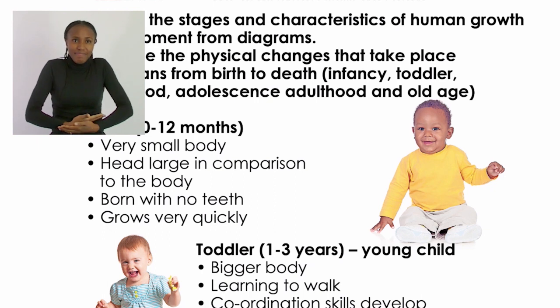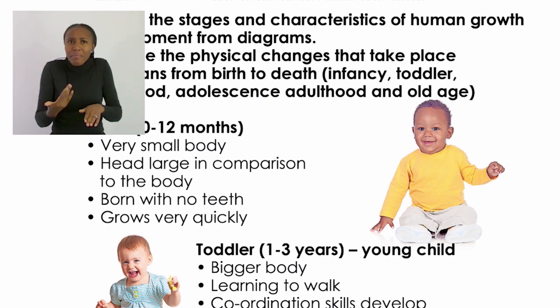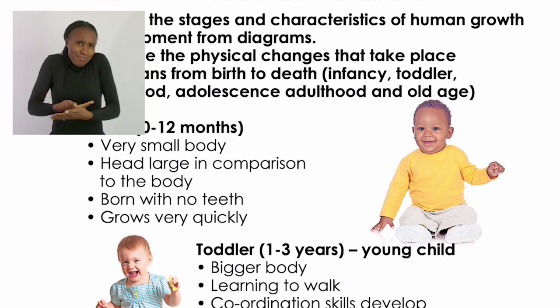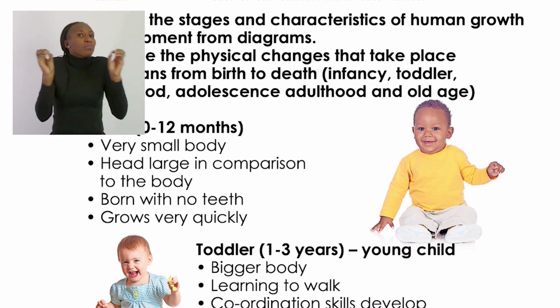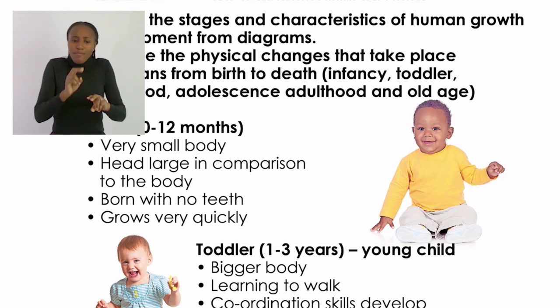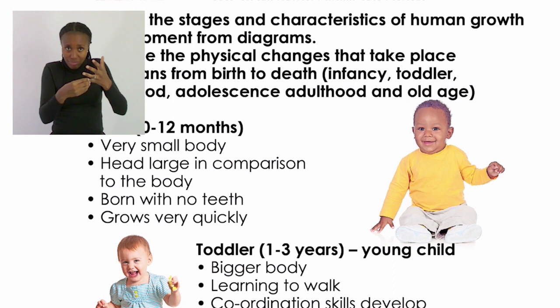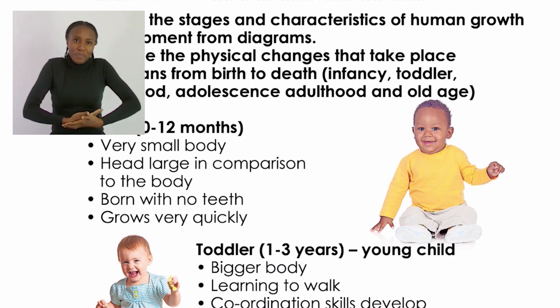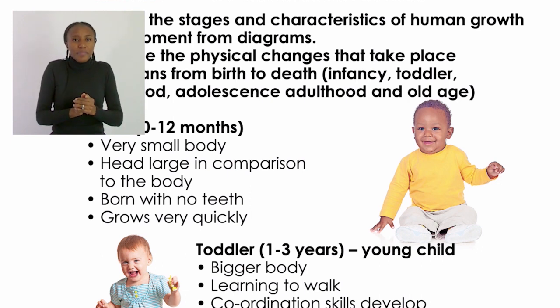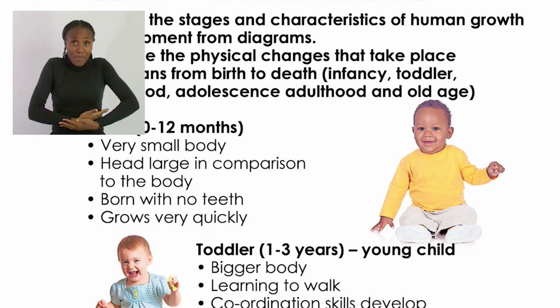How were we looking when we were babies? We were actually very small in bodies. Our heads were a little bit bigger compared to our bodies. We were all born without teeth, and that's the stage where we normally grow very quickly. So those are the characteristics of somebody who is an infant, the newborns. And if you look on your right-hand side there, you can see a picture of an infant.